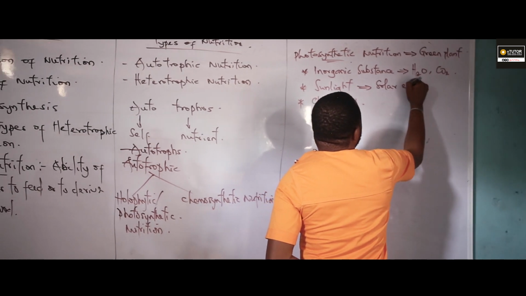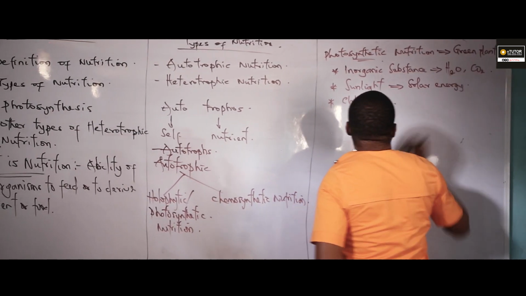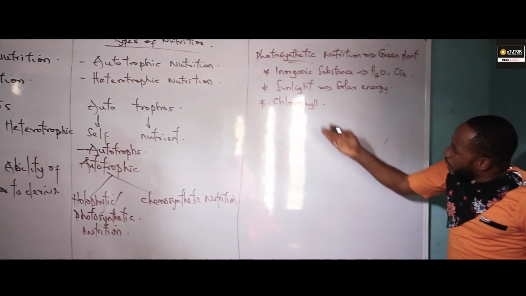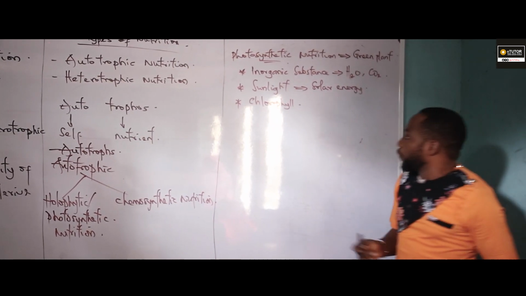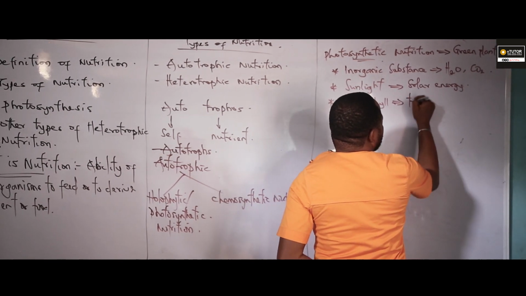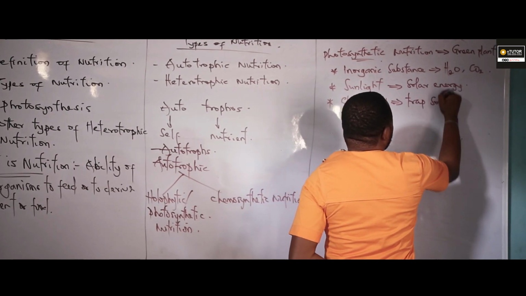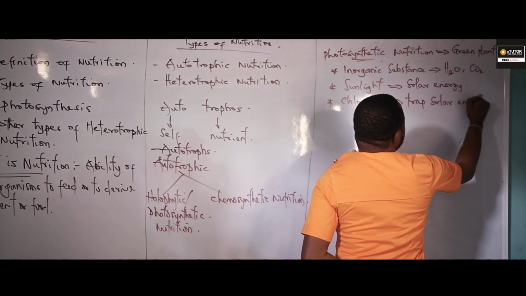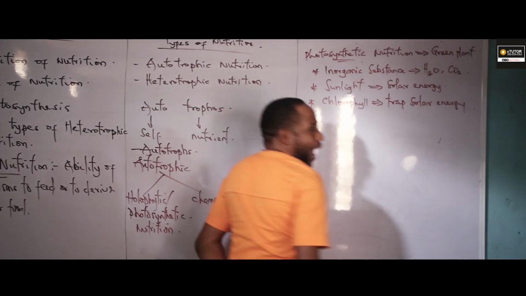Solar energy. Are you getting me now? Why do green plants use chlorophyll? They need it because the chlorophyll will help them to trap the solar energy. Are you getting me now?